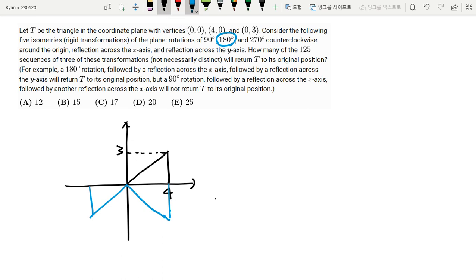So horizontal, vertical, and 180-degree rotation. Let's say that's R2, or the second rotation. And in this case, the order is not important. If we take any order, it will make the triangle back to the original. So that means we can make six cases using these, three factorial.